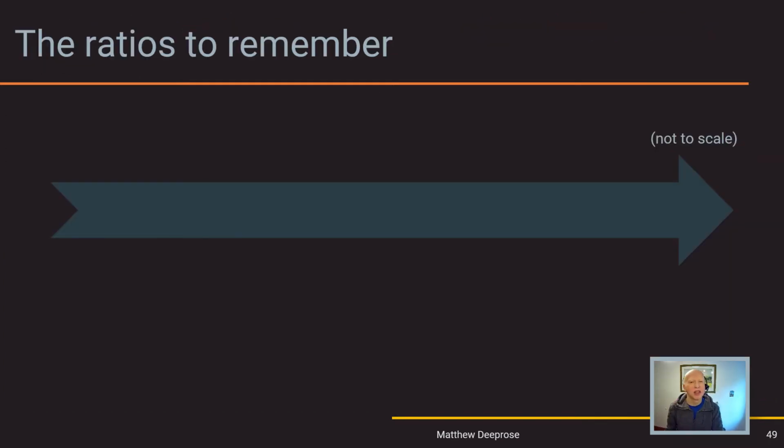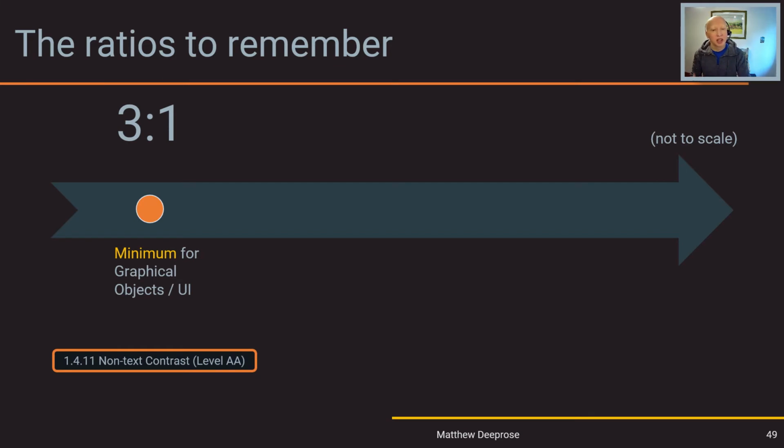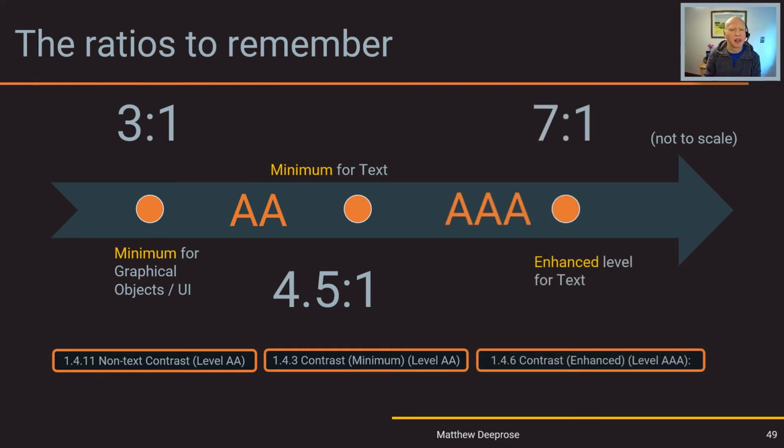In terms of the contrast ratios you need to remember, for parts that don't contain text, like icons or symbols, the color of the icon should have a contrast ratio of 3:1 or higher to the background color. For text, 4.5 to 1 is the minimum level of contrast, and there's also an enhanced AAA guideline aiming at a minimum of 7 to 1 or higher.